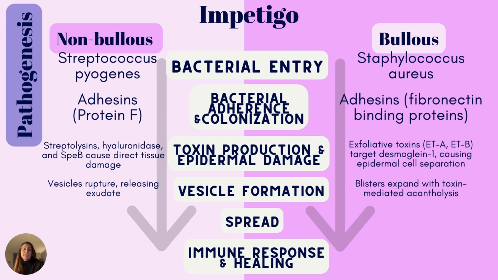On the bullous type, basically the only difference is that these exotoxins, ETA, ETB, are going to target the desmoglein 1. Desmoglein is like this type of protein, this glue that holds the cells together. And this is going to cause epidermal cell separation. Therefore, the blisters are going to expand with this toxin-mediated acantholysis. And once that happens, the process is pretty much the same compared to the non-bullous type.